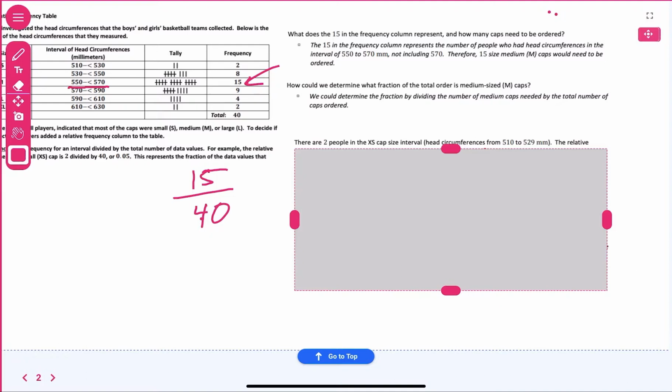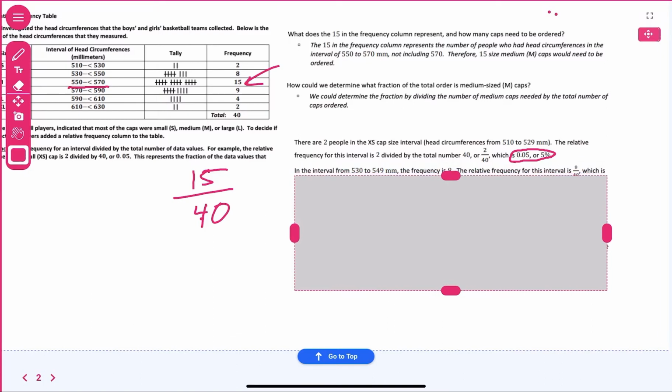There are 2 people in the extra small cap size interval, which is a head circumference of 510 to 529. The relative frequency for the interval is 2 divided by the total number, 40. And we got this number when I showed you that earlier, or 5%. Notice when we go from fraction to decimal, we can just move the decimal place 2 places and we would get our percentage. Y'all should know this.